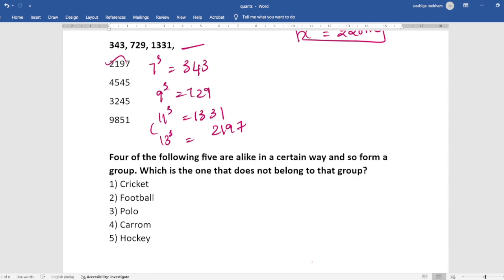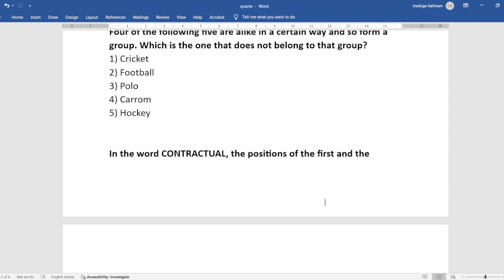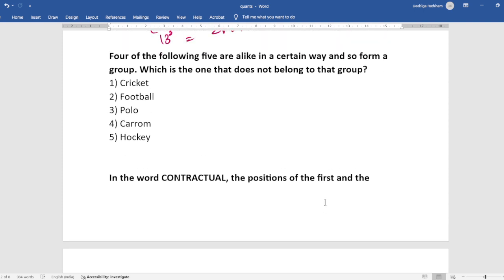Four of the following five are alike in a certain way and so form a group. Which one does not belong to that group? If you look into this, cricket, football, polo and hockey are outdoor games. Only carom is an indoor game, so the odd one out that doesn't belong to the group is carom. Okay, let's get into the next question.